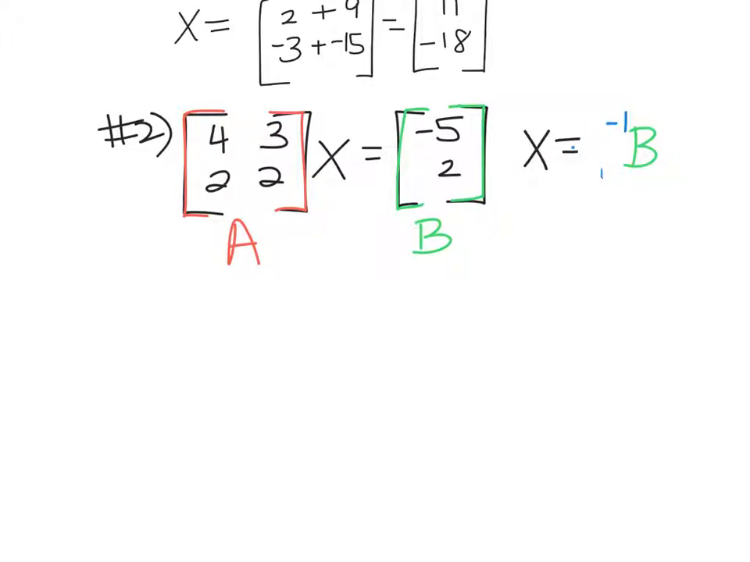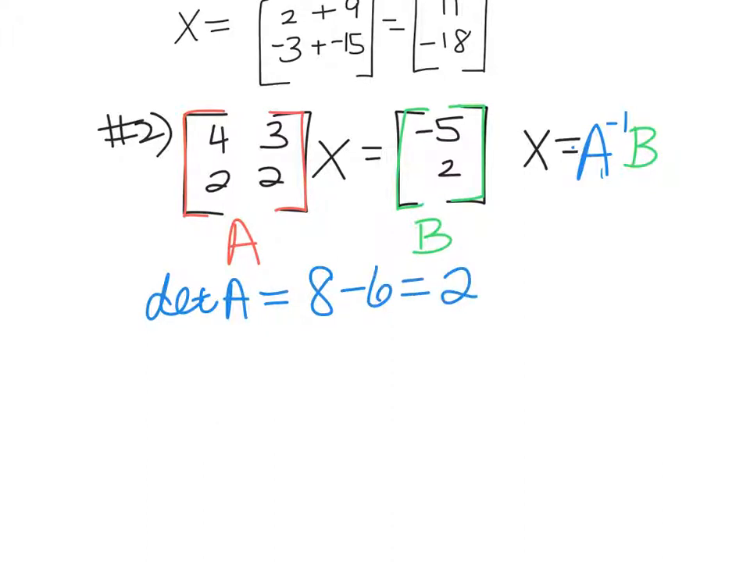Okay, so I'll do this one with you because it has a fraction in it. It gets a little tricky. So the first thing we need to do is we need to find the inverse of matrix A. So let's find the determinant of A. Determinant is 4 times 2 is 8. Minus 2 times 3 is 6. So the determinant is 2.